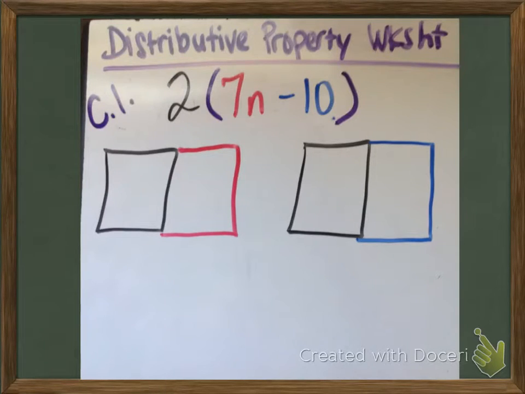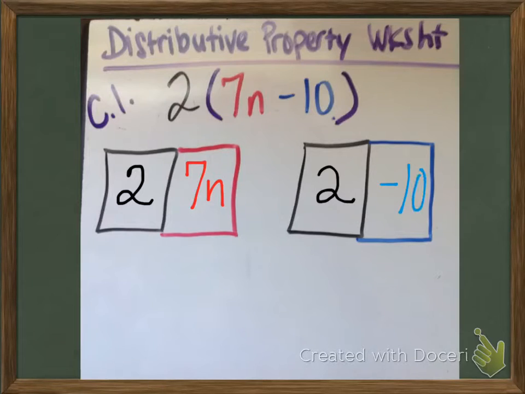Look at C1. 2 times the quantity of 7n minus 10. What do you think the answer is? First, start off with your 2, which is what you're going to multiply with. Now bring down your 7n and your negative 10.